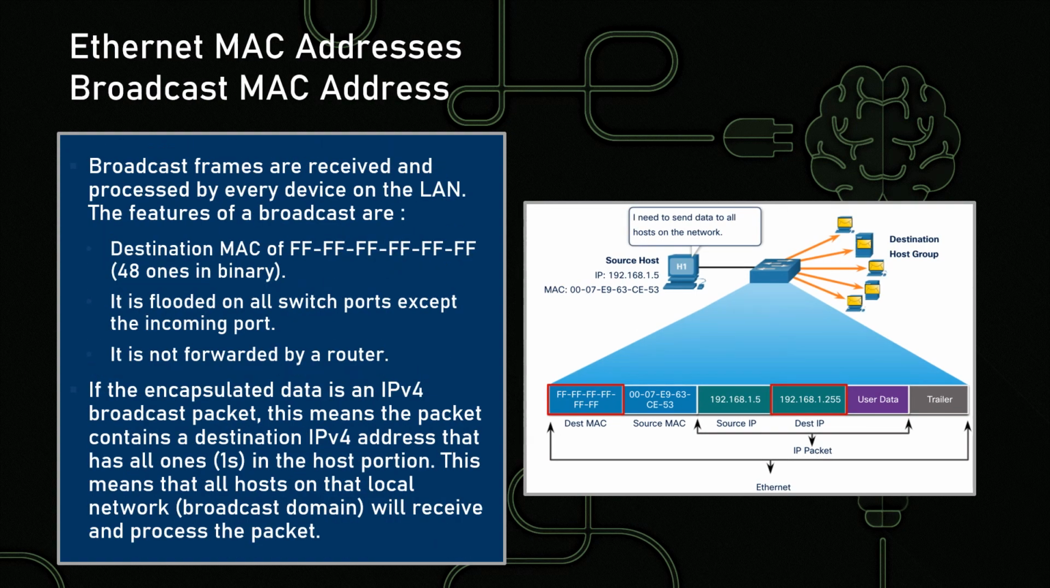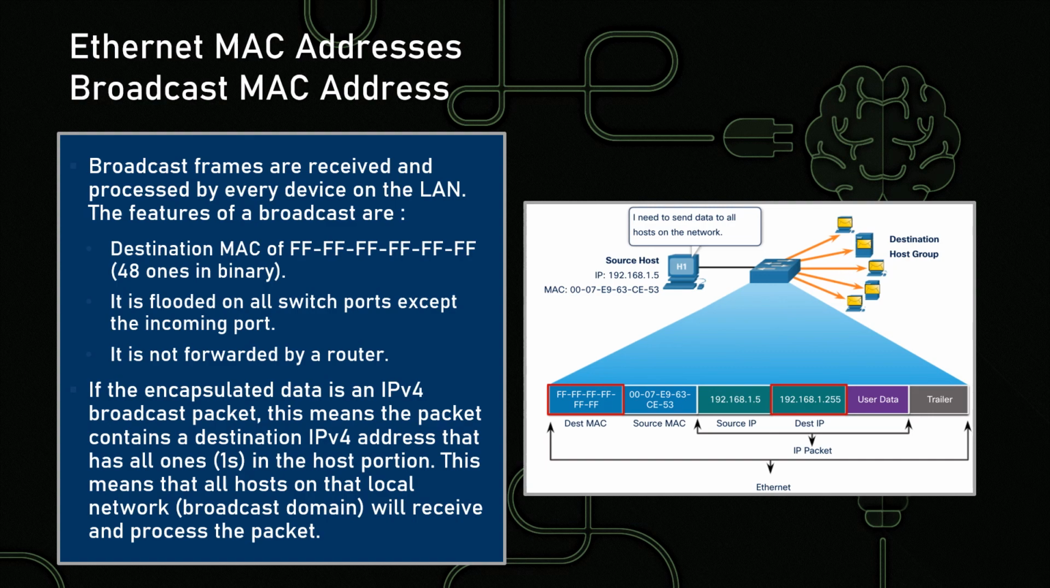Now, broadcast frames are received and processed by every device on the LAN. It may be that once it gets to the point where it says, oh, this is a broadcast item, I'm going to de-encapsulate it, it may reach a point where there's a trigger that says, oh, it doesn't belong to me because of X, Y, or Z. The destination MAC of all Fs, 48 ones in binary, is flooded on all switch ports except for the incoming port. It is not forwarded by a router, it is only handled by a switch.